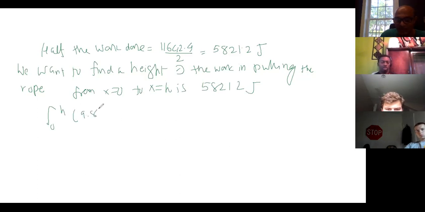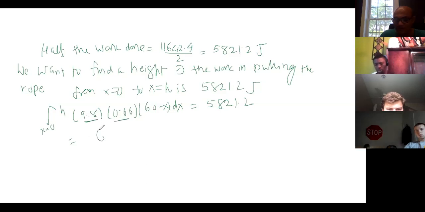My last integral was 9.8 times 0.66, if you remember, of (60 minus x) dx, and that is equal to the work done that is given to you, 5821.2. Solve this one. X runs from 0 to h, so you can find your h.